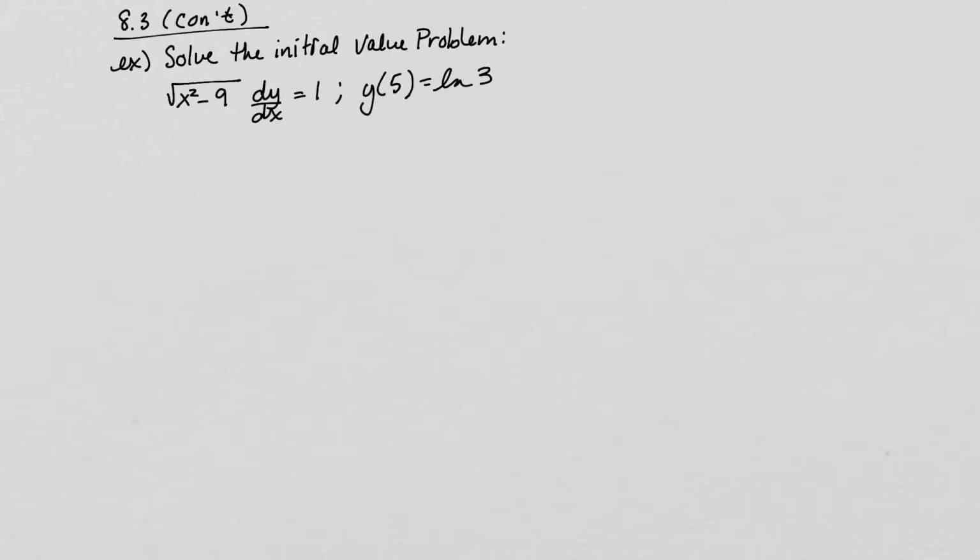It says 8.3, and then it says like CON apostrophe T, abbreviated continued. So it's just saying I'm continuing this stuff from 8.3. Yeah, no problem.